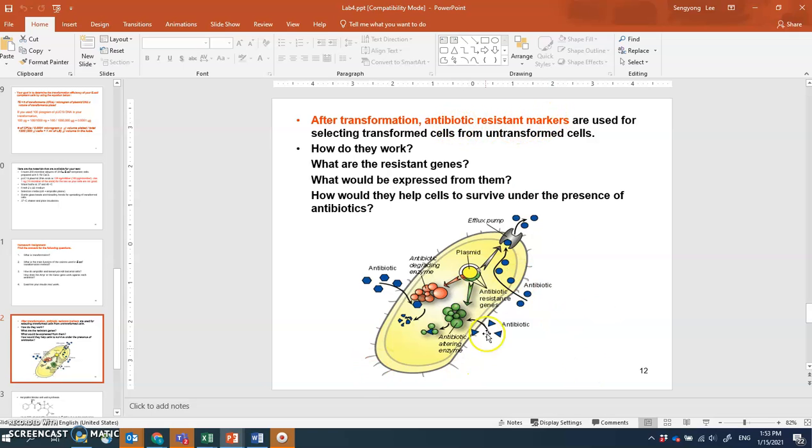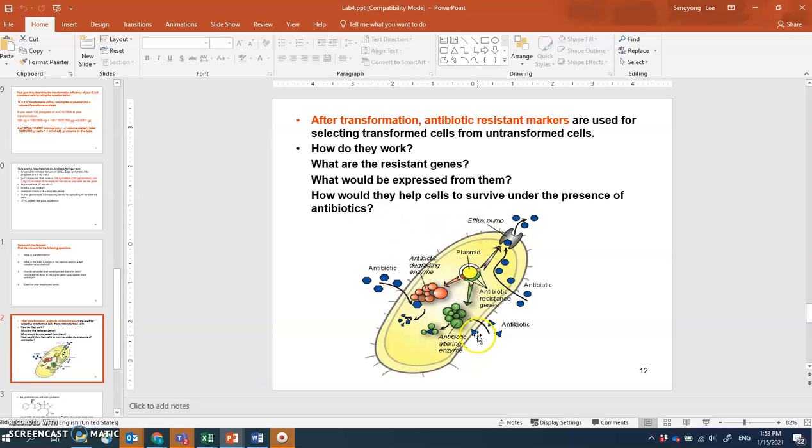gained by the cells, because the plasmid DNA that's transformed into the cell may carry those antibiotic resistance genes. There may be an ampicillin resistance gene or a kanamycin resistance gene. Then how do they work? What are those resistance genes? What product is produced from those genes? And how do they help those cells to survive?